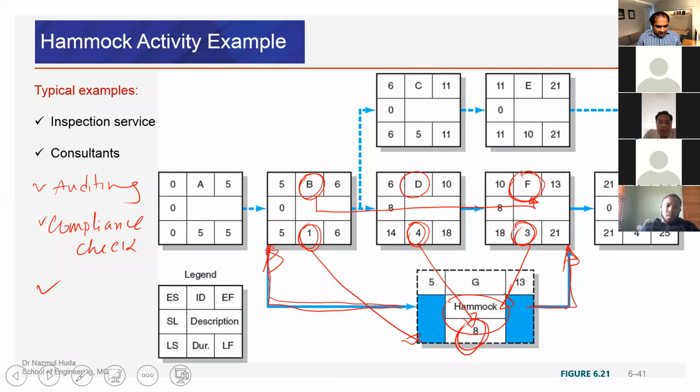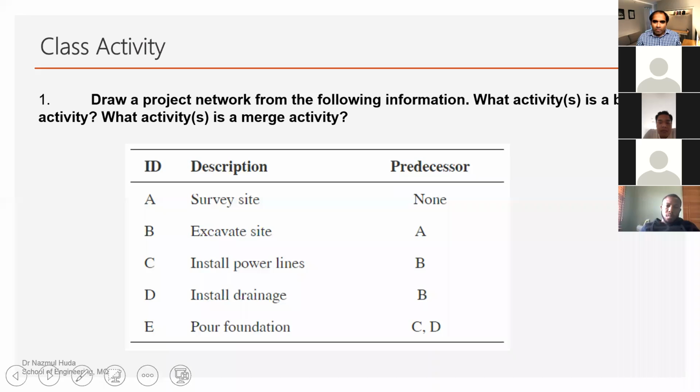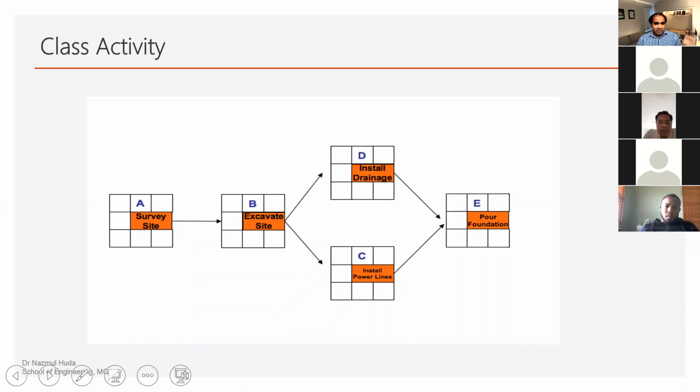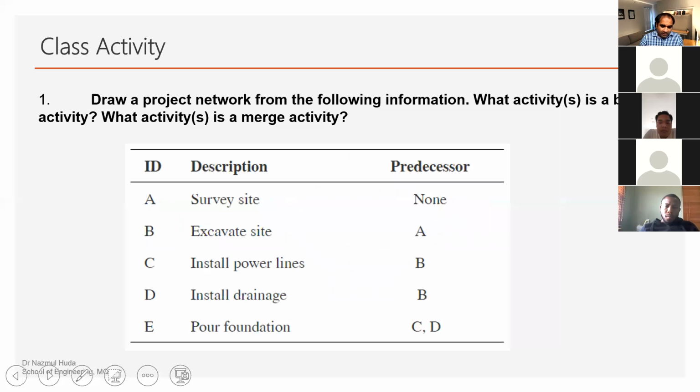Then the next one is there are some class activities. So draw the project network diagram from the following information. Which activity is burst? Which activity is a merge activity? Since we are not in a physical class, you must practice it at home. Make sure that you get it right. It's a very simple, systematic approach of forming the project network diagram. We have the answer given here, so we can see that it's very simple.